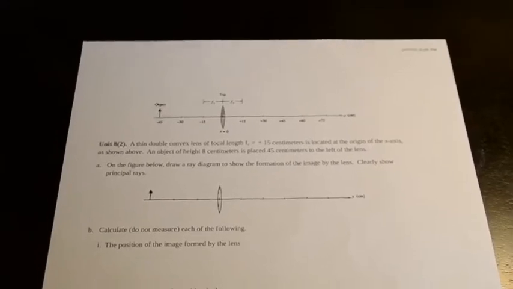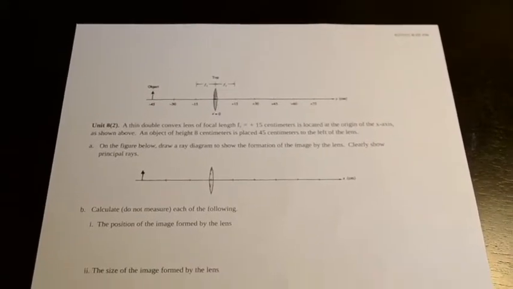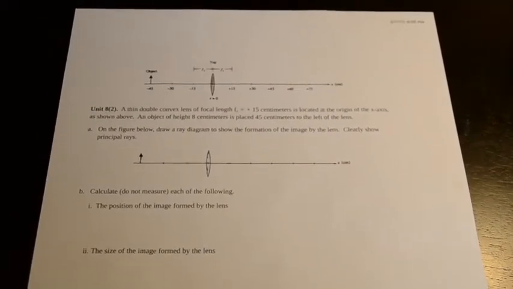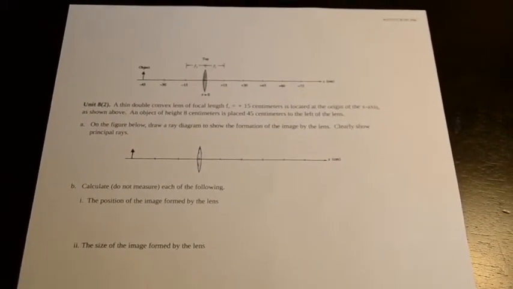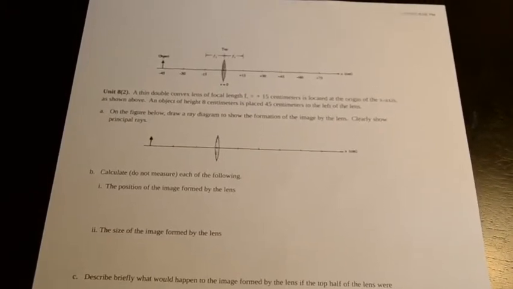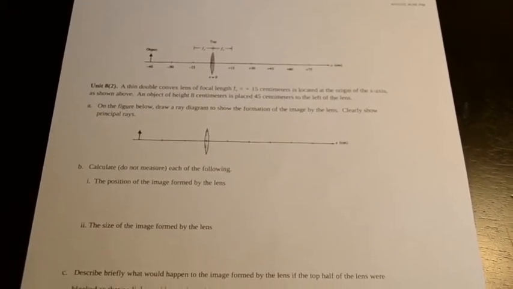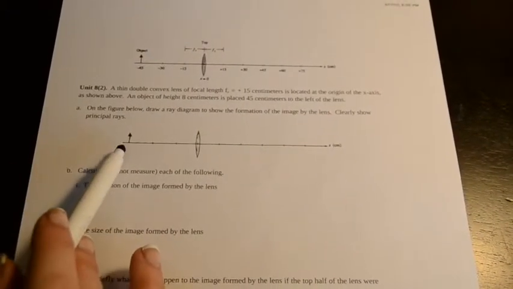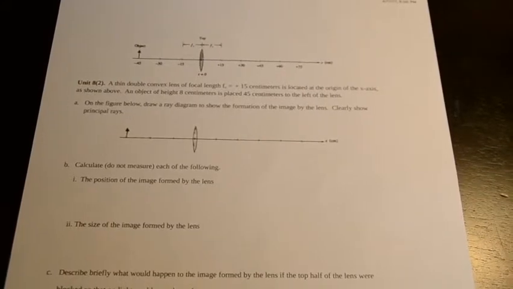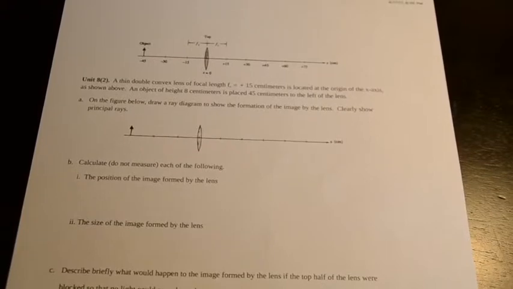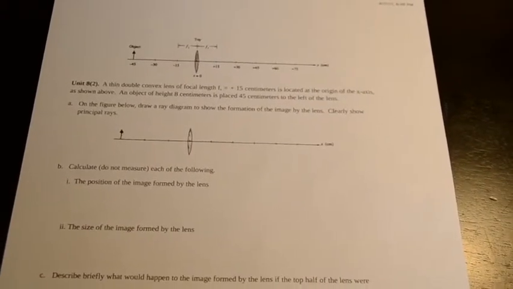So this is an example of a free response question on Unit 8. This will be covering converging and diverging lenses. First, a thin double convex lens of focal length f equals 15 centimeters is located at the origin of the x-axis as shown above. An object of height 8 centimeters is placed 45 centimeters to the left of the lens. The first question, or letter A, is: on the figure below, draw a ray diagram to show the formation of the image by the lens.